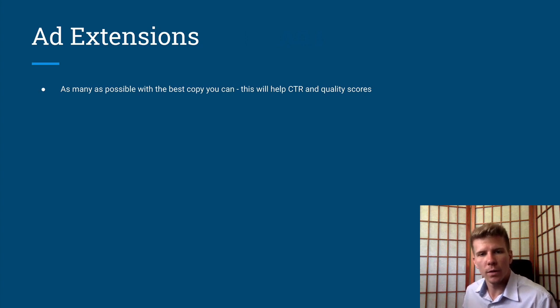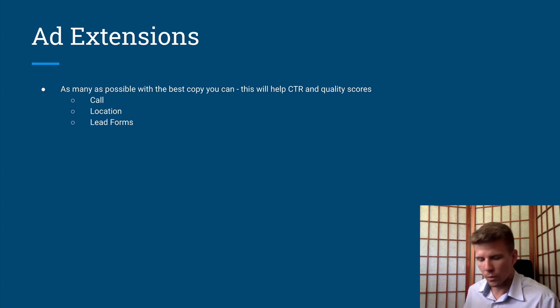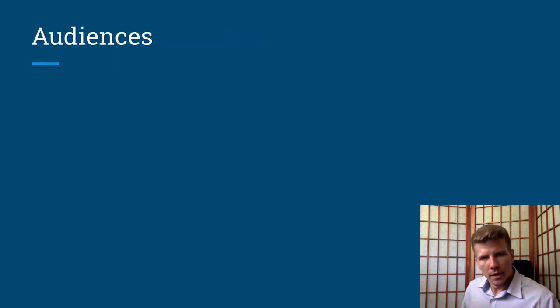But the ones that you definitely want to add are a call extension, which can produce lots of leads. A location extension, especially if you're local, this is going to allow your ad to show up in the maps region. And then you could also do like lead forms. So this can show a form that's only going to show in some nuanced searches, though they don't show as often. But yeah, having these is a good way to get leads without them even coming to your website. So that's definitely something to have in there.